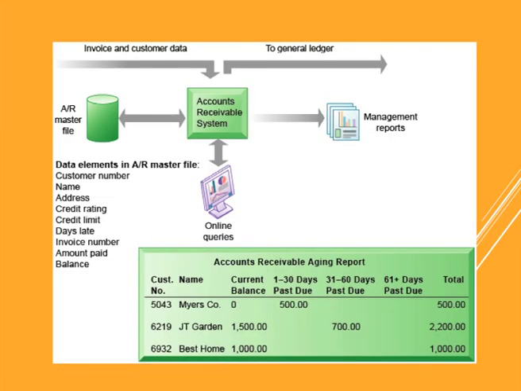Look at the diagram which I have just now shown you, which allows you to know further. The diagram is called the accounts receivable system, and it takes input from two sources, that is, invoice and customer data, as well as from the master file. The master file consists of customer number, name, address, credit rating, credit limit, days late, invoice number, amount paid and balance. This master file is prepared based on the particular situation, and you can treat this as an example of the accounts receivable system.